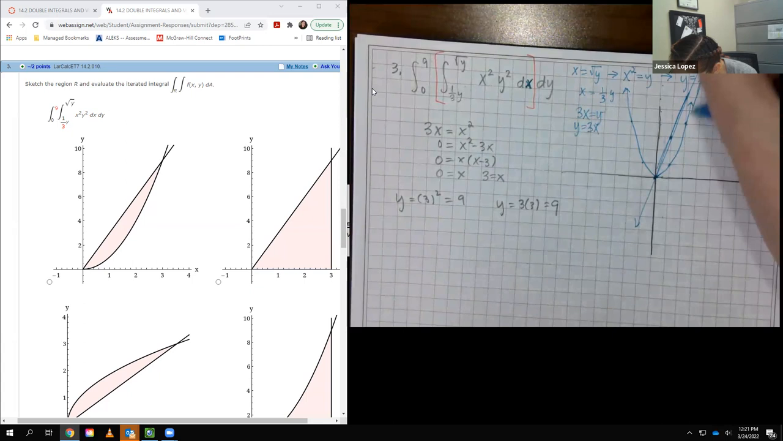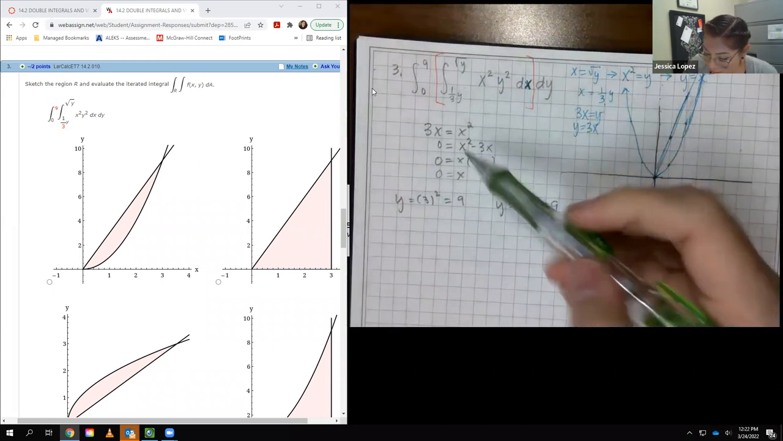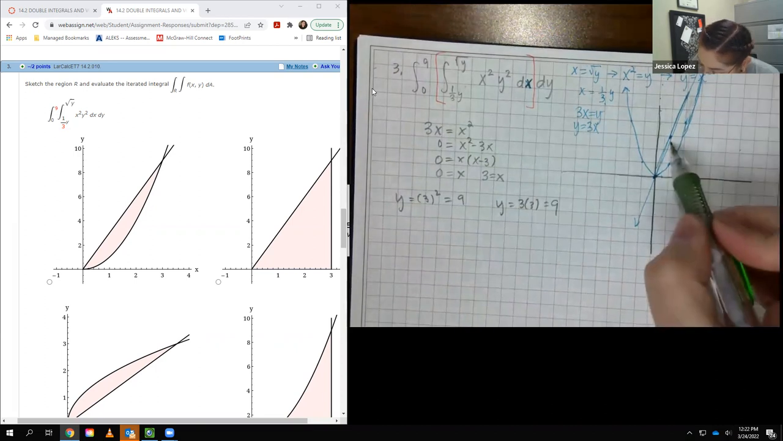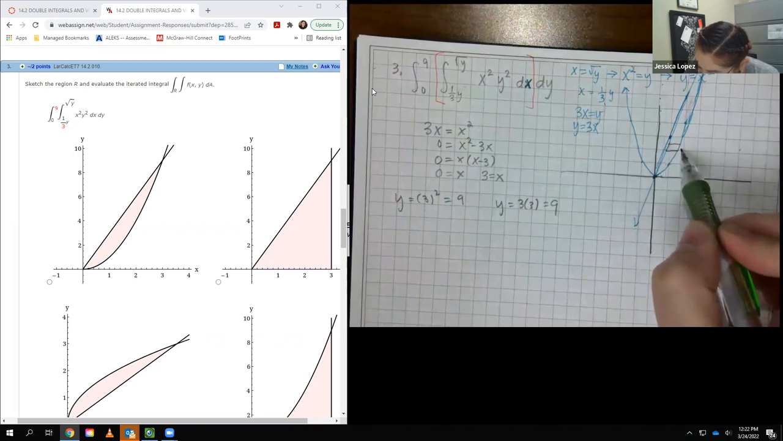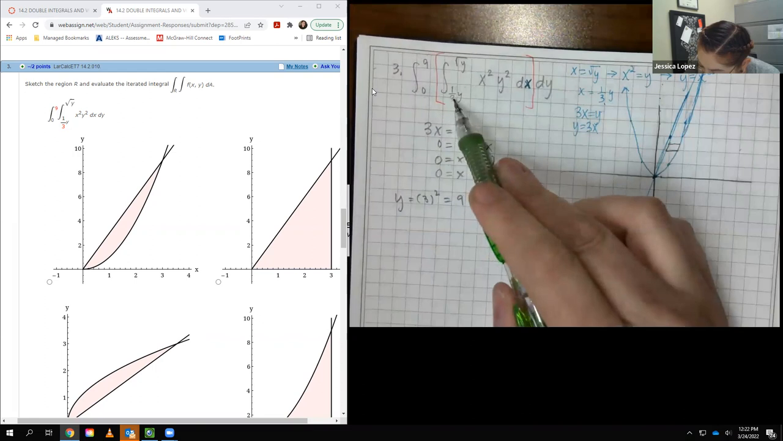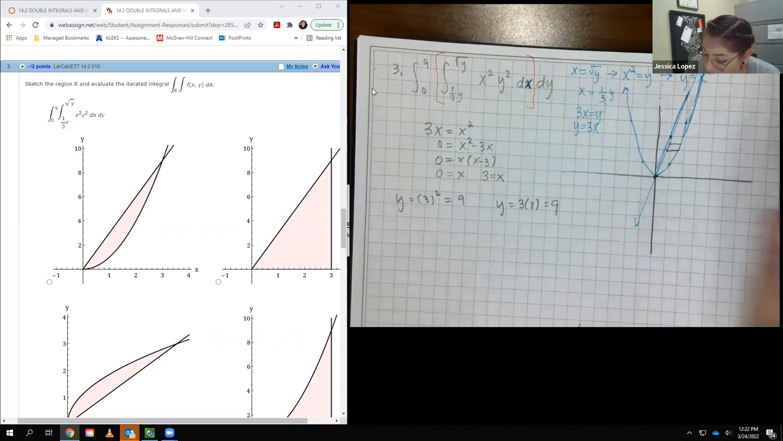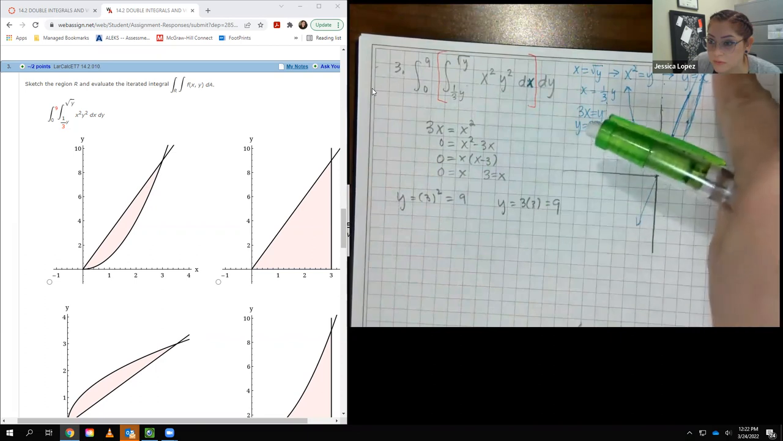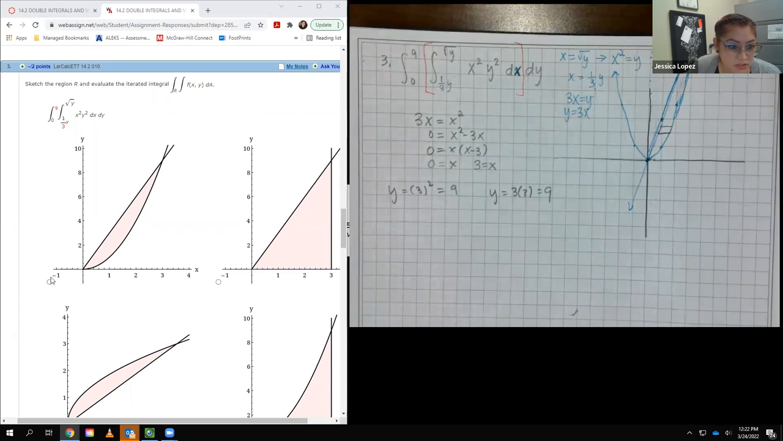So supposedly my quadratic just keeps going up there, okay? And so then my y values are going from 0 to 9, which is from 0 all the way up to there. So I have rectangles going this way, right? From this one, the line, it's going from the line to the curve. So from the line to the curve, left to right, and then the rectangles themselves are going from the bottom to the top, which is y value 0 to 9, okay? And so that is the region there, which matches this graph.